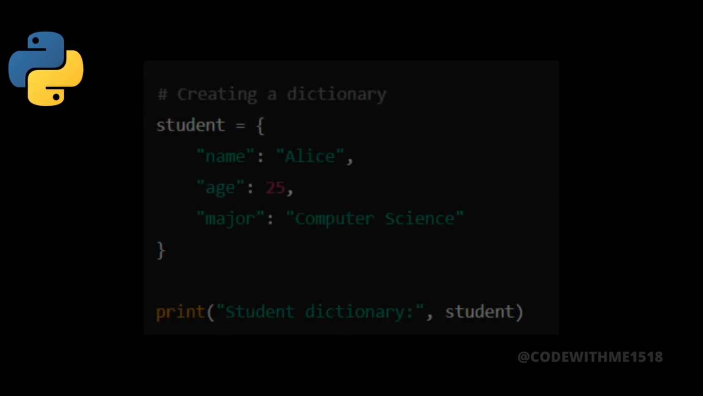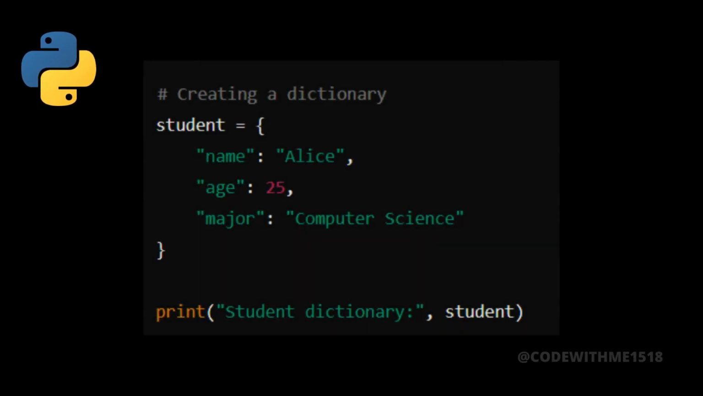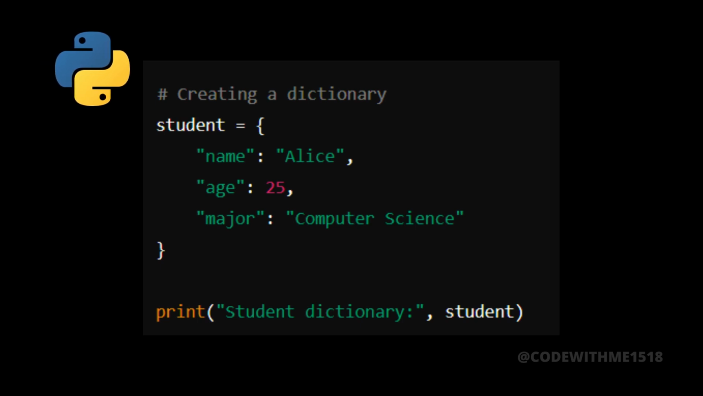Here's an example of a dictionary. In this example, name, age, and major are keys, and their corresponding values are Alice, 25, and computer science. Think of it like a real-world dictionary where you look up a word and get its definition.